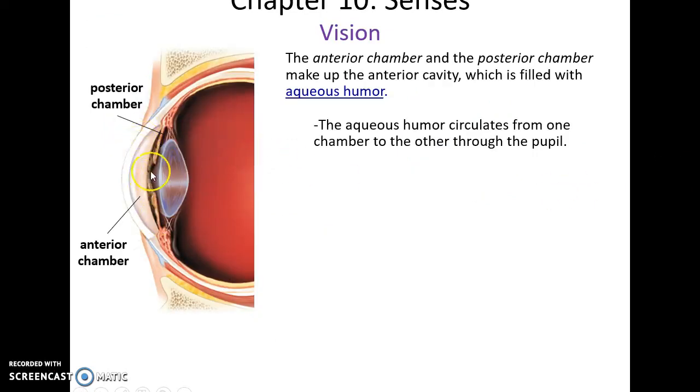Within the area, we have what's called the anterior chamber and posterior chamber. These chambers are filled with aqueous humor. This is just a fluid that circulates through these chambers to keep those tissues safe and alive and the cornea properly pushed outward.